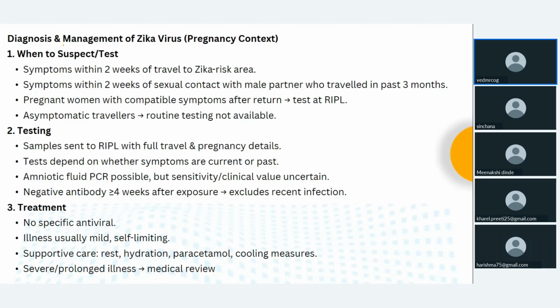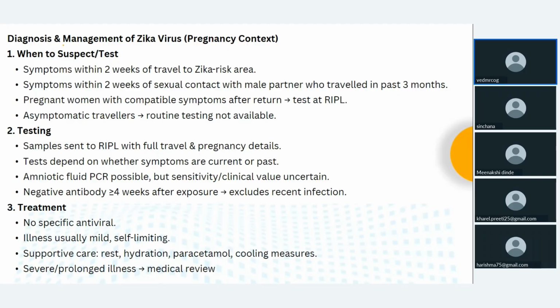Third is a pregnant woman with compatible symptoms after return. This sample is to be sent to the RIPL, the Rare and Imported Pathogens Laboratory. For asymptomatic travellers, there is no testing available in the NHS. Testing samples will be sent to the RIPL with full travel and pregnancy details.